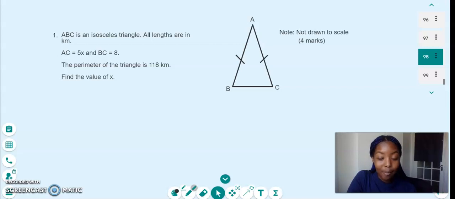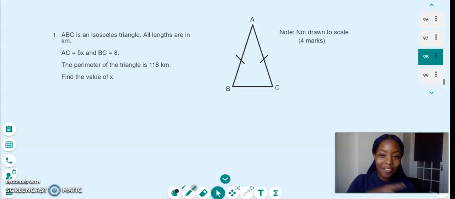We're going to look at a past GCSE style question, and this is a non-calculator question, and let's just read it through together. Okay, so ABC is an isosceles triangle. All lengths are in kilometers. AC is equal to 5x, and BC is equal to 8. The perimeter of this triangle is 118 kilometers. Find the value of x.